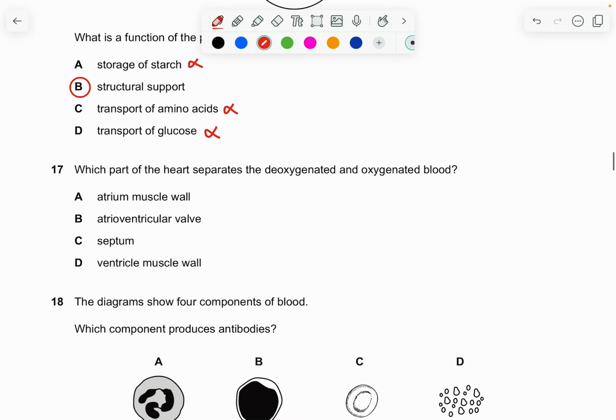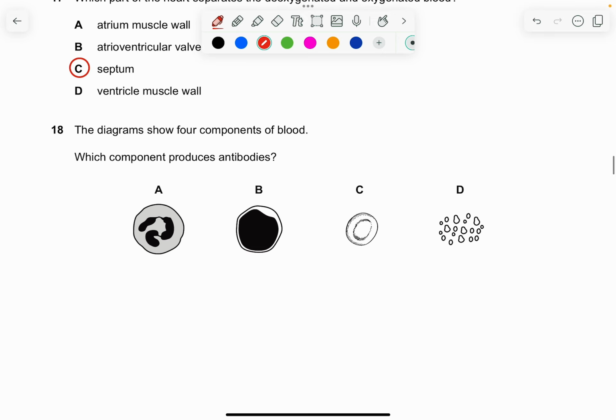Okay. Question 17. Which part of the heart separates the deoxygenated blood and oxygenated blood? Answer is septum. Question 18. The diagram shows 4 components of blood. Which component produces antibodies? So this is by the lymphocyte. Always remember that lymphocyte has a very big nucleus, and it is not in the form of lobes.